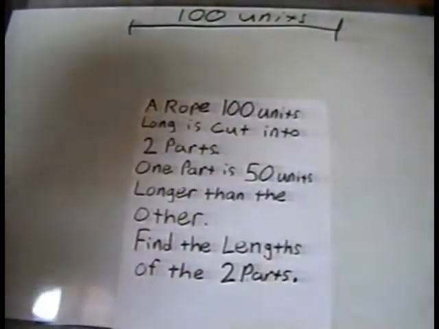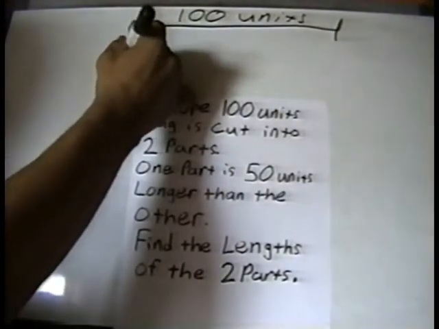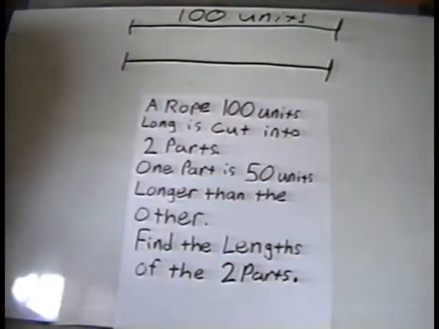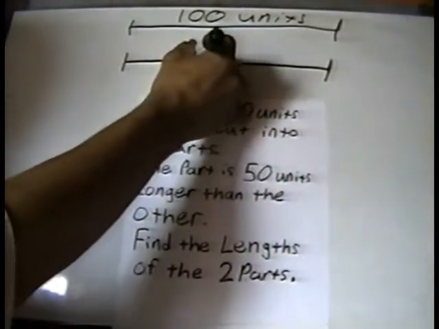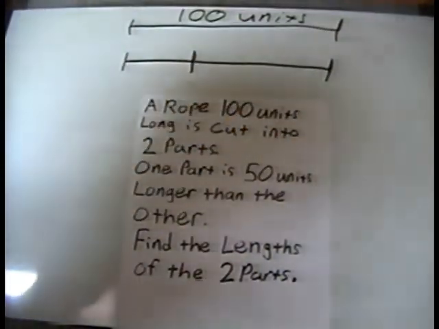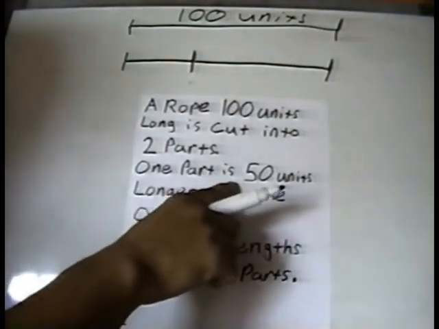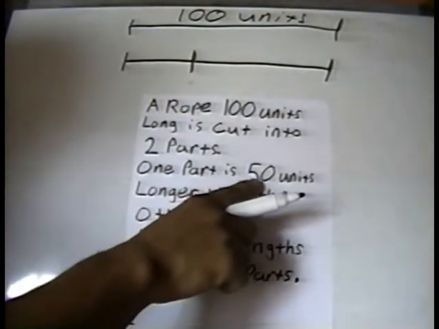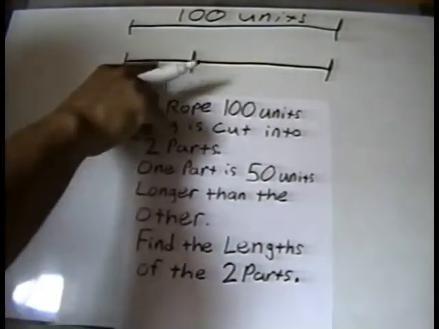So a rope is 100 units long. So that's a rope. We can represent that with a line. So we draw a line, just like last time, and we say this is 100 units. Okay, 100 units. Now to say that it's cut into two parts, we're going to draw another line under it, which still represents the same line, and we're going to cut that into two parts. Now from what they say, one part is longer than the other. So we're going to divide it into two parts such that one part is longer than the other.